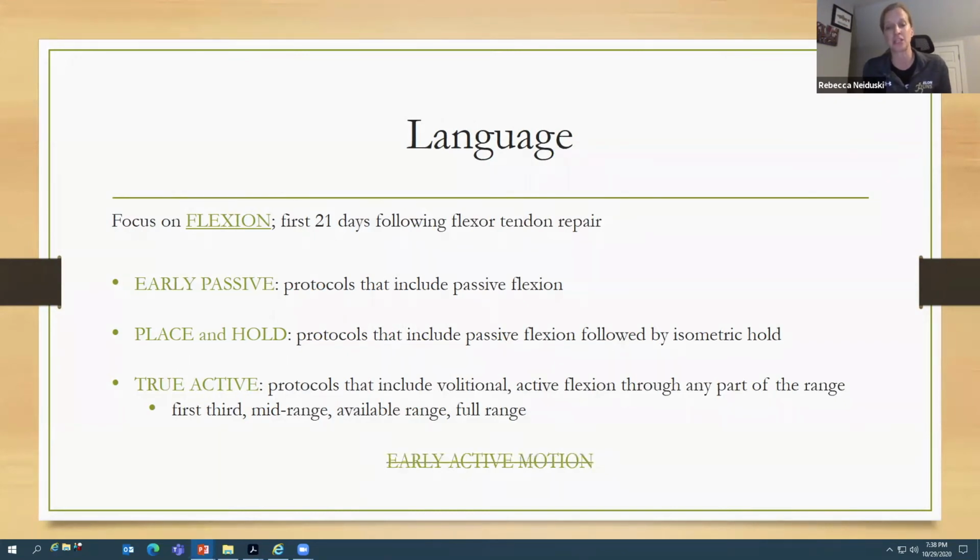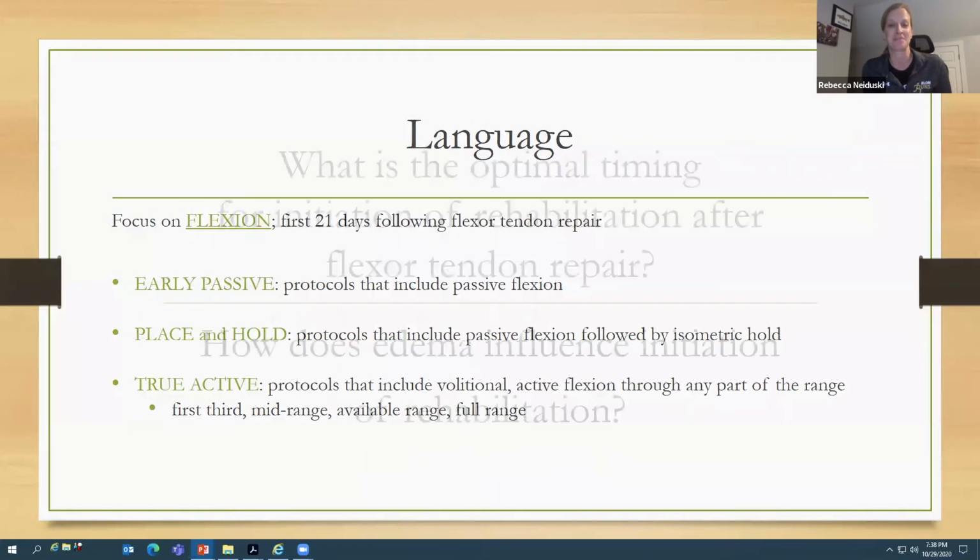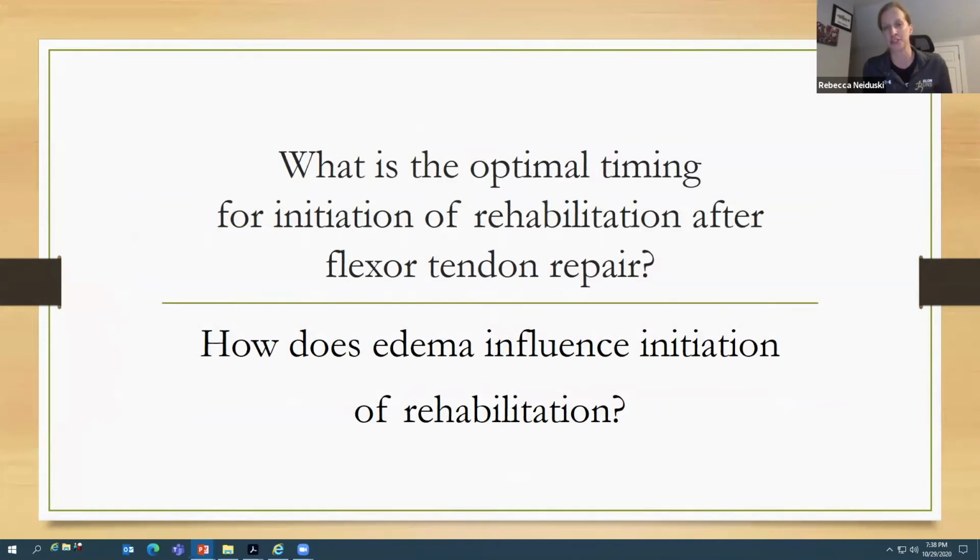Next slide, please. You're going to need 2 clicks because that's going to spin around. So the next 2 questions are, what is the optimal timing for initiation of rehabilitation after flexor tendon repair? And the second question is, how does edema influence initiation of rehabilitation?